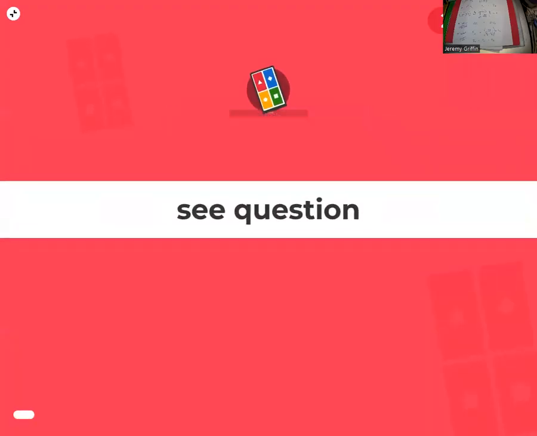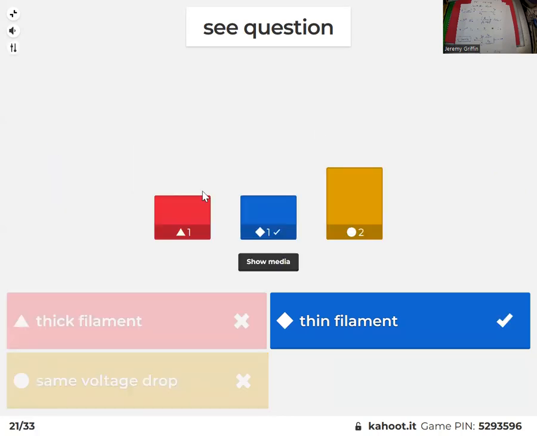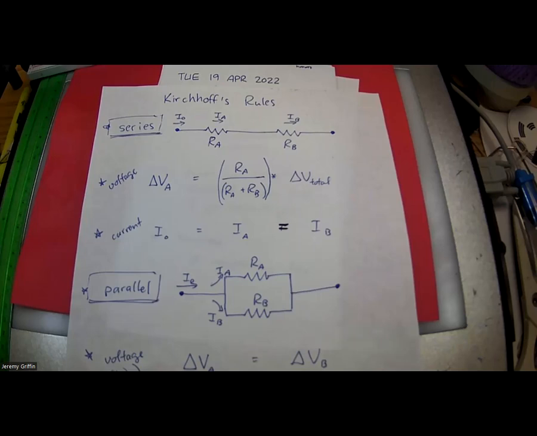Yeah. Right, and then for completion, two lamps, thick filament, thin filament, connected in series. The voltage drop is greater across which lamp? Oh, one winner. All right. Let's flip over and look at what that is and why.